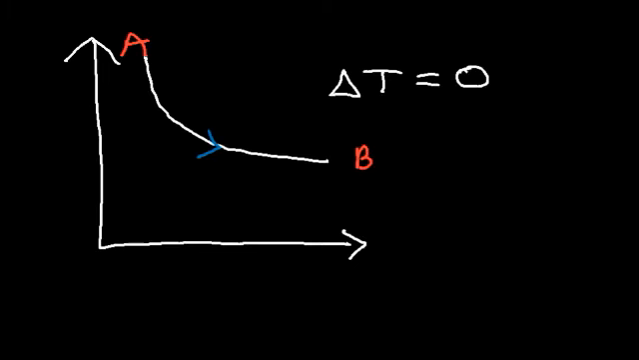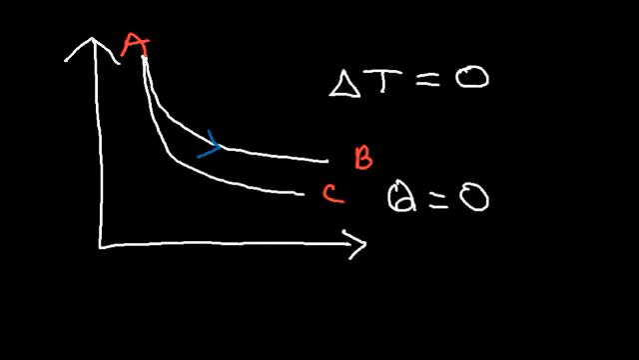Now for an adiabatic expansion, it looks very similar, but notice that the curve is lower. So A to C is an adiabatic expansion. And for that, Q is equal to 0. No heat enters or leaves the system. But notice that the temperature drops. So let's call this AD, adiabatic expansion. This is the isothermal graph.